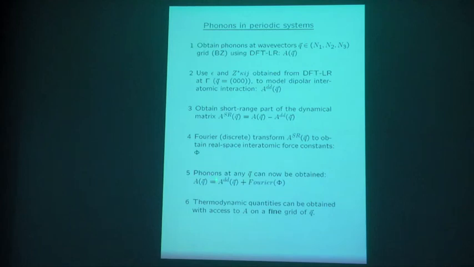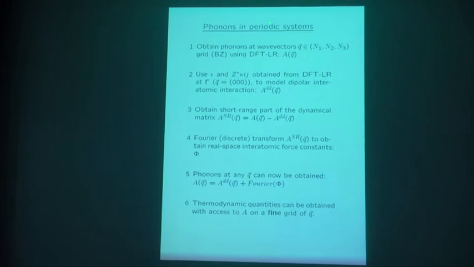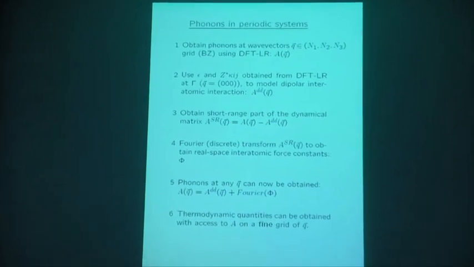Once you have phonons at any wave vector, or a fine mesh of few points, you can basically do thermodynamics. That's what is the next one. Okay? So this procedure is called Fourier interpolation. Fourier interpolation means we calculate force constant matrices at wave vectors on a finite mesh given.